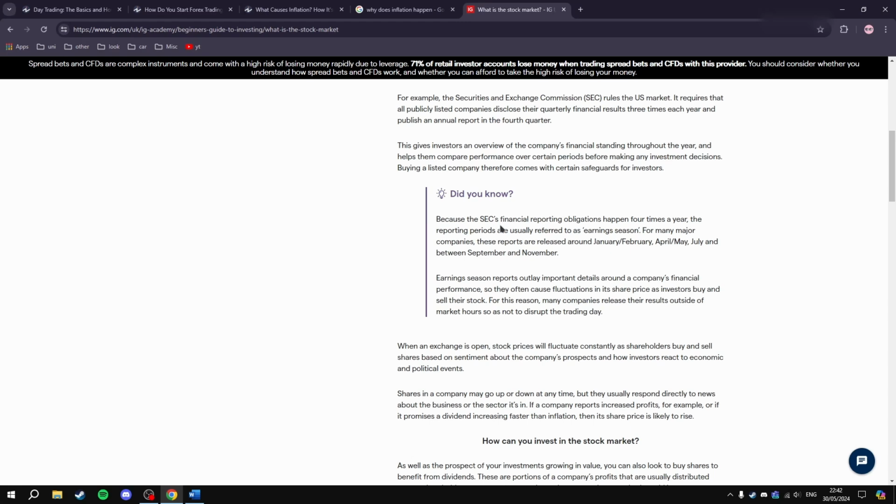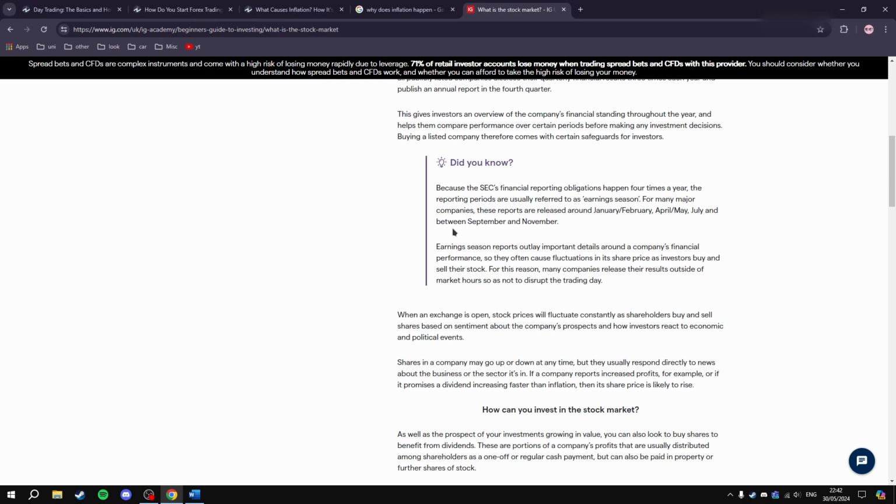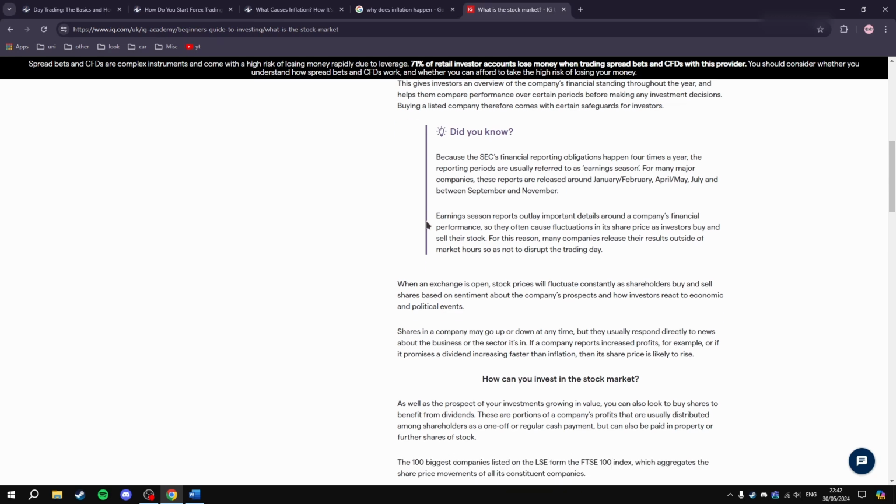For example, the Securities and Exchange Commission rules the US market. It requires that all publicly listed companies disclose their quarterly financial results 3 times each year and publish an annual report in the 4th quarter. This gives investors an overview of the company's financial standing throughout the year and helps them compare performance over certain periods before making any investment decisions.